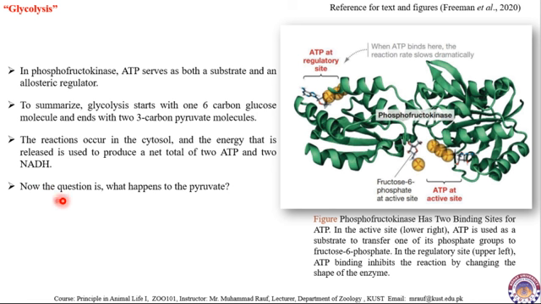So now the question is, what happens to the pyruvate? So the cells derived 2 ATPs. 2 ATPs was a benefit of this cycle, but now remember that 2 NADH molecules were produced in this process and 2 pyruvate molecules were produced in this process. So what will happen next? It will depend upon the presence or the absence of oxygen, and we will discuss that in subsequent lectures.